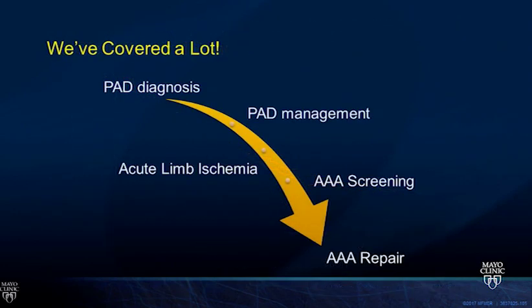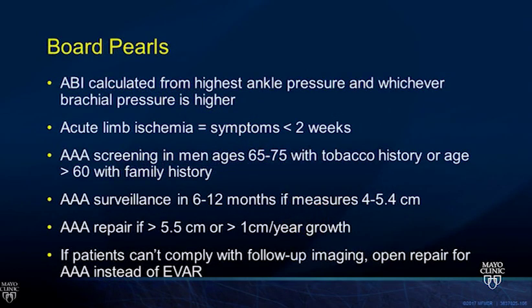So we've covered a lot, starting from the diagnosis of peripheral arterial disease, management of stable claudication, acute limb ischemia, AAA screening, and then AAA repair. Just a couple of board pearls. Remember the ABI calculation: highest ankle pressure and whichever brachial pressure is higher. Acute limb ischemia, symptoms under 2 weeks.